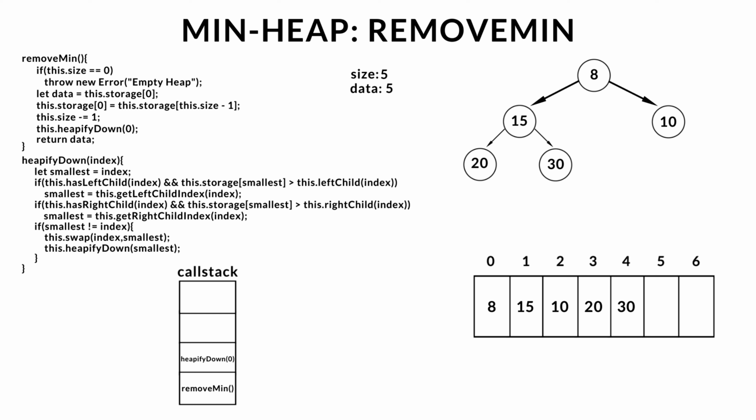We then get returned to the previous heapifyDown method, which has now also finished executing, so we could pop this off the stack as well. We then get returned to the removeMin method and continue where we left off. So all we have to do is go ahead and return the data. And now, since our removeMin method has also finished executing, we could pop this off the stack as well.